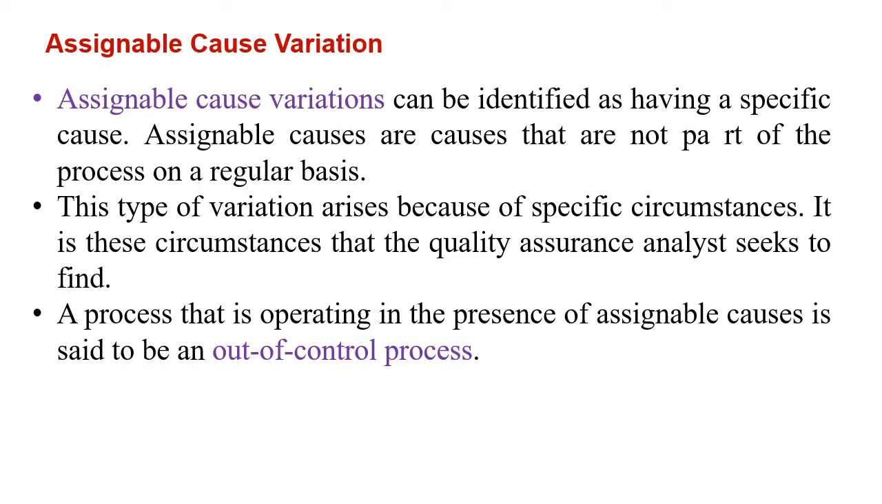On the other hand, assignable cause variations can be identified as having a specific cause. Assignable causes are causes that are not part of the process on a regular basis. This variation arises because of what's known as specific circumstances. It is these circumstances that the quality assurance analyst seeks to find.